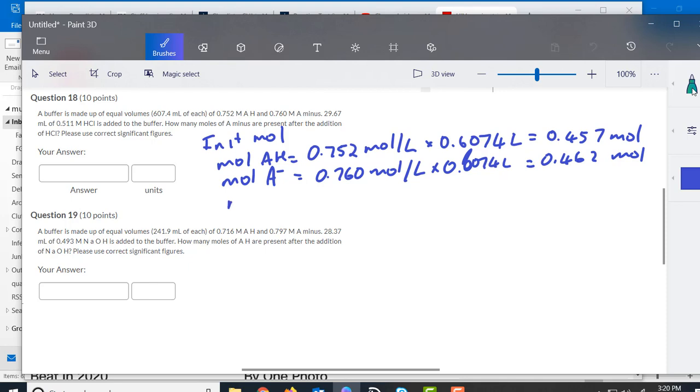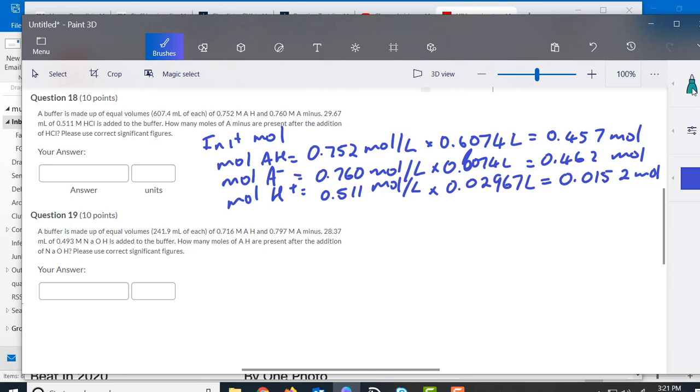Now we can get the moles of H+, based on how much we're using there. That's going to be 0.511 moles per litre times, in this case, the volume used of that is 0.02967 litres. So again, that milliliter value converted into litres, and it comes out to be 0.0152 moles. You'll notice it's different. So it's less than both of those, but you see there.